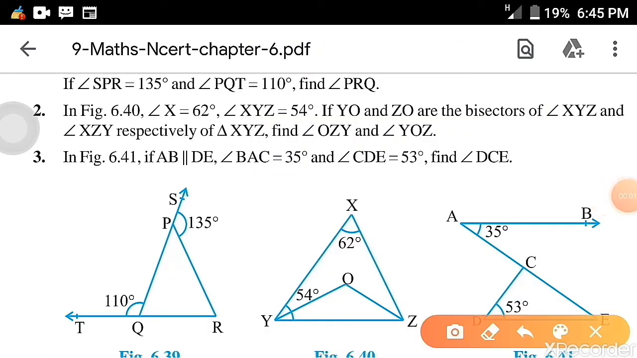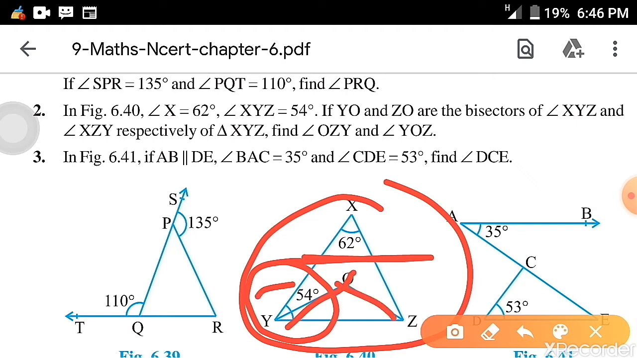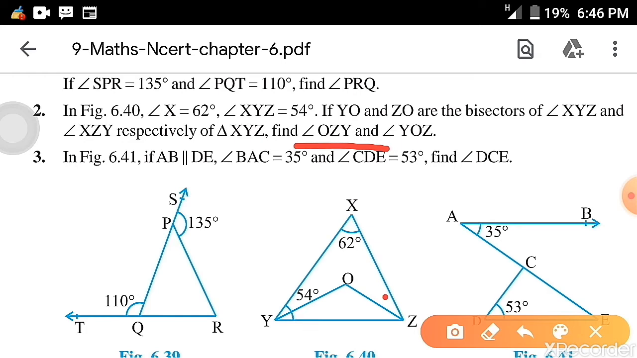Now see the next question, question number 2. This is the figure of question number 2 and you can see that everything is mentioned in this question. This angle is 62 and this whole angle is 54, and OY and OZ are the angle bisectors of angle Y and angle Z, and we have to find out the value of angle OZY, that means this angle, and YOZ, this upper angle is the YOZ.